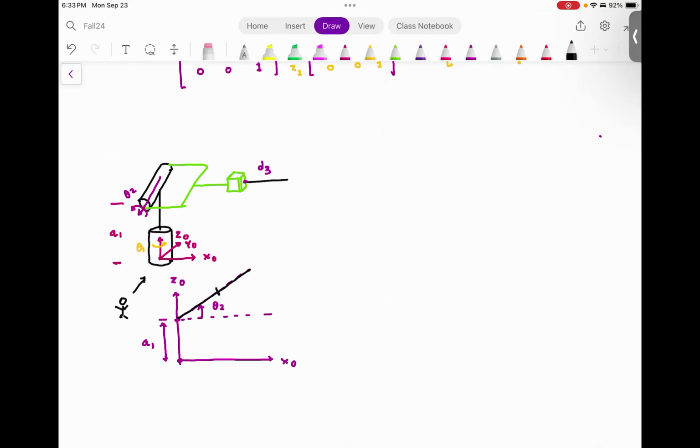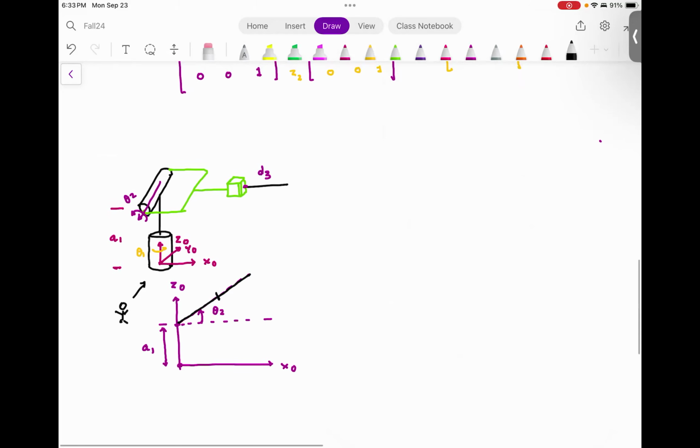And if you have this cylinder, that cylinder can extend. So let me show you the distances between these two. This is A2. This distance is going to be A2, and it is fixed because the cylinder is here. And this distance is going to be D3. Do you agree with me?